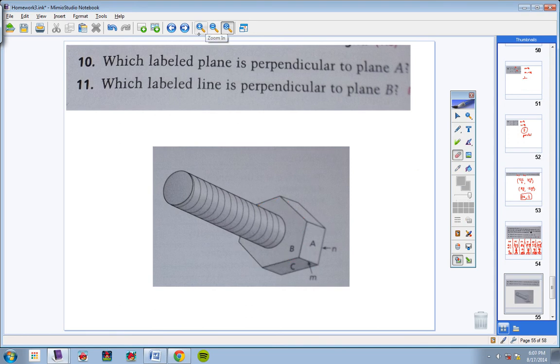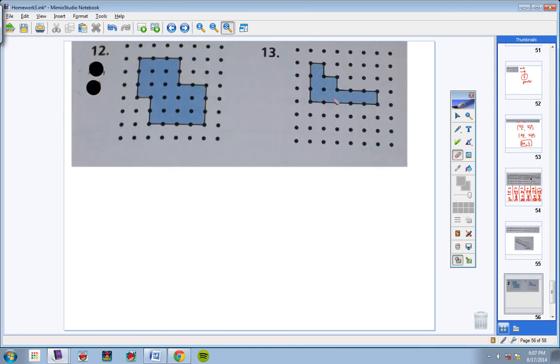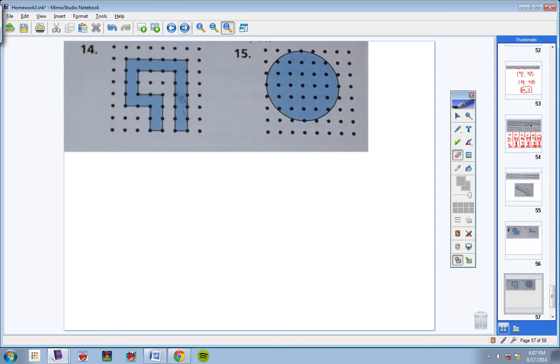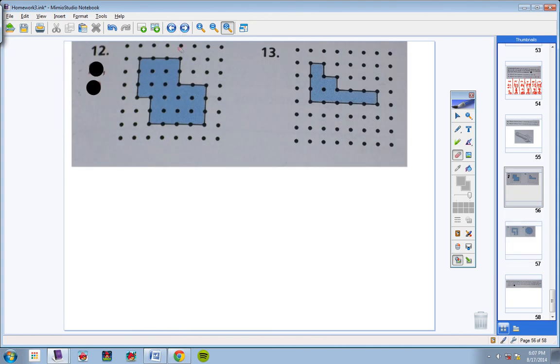Okay? All right, one more problem and we're finished with this part of the homework assignment. Actually, that's not correct. We have actually 5 more. Sorry about that. Okay, so here we go. Let's take a look at numbers 12 and 13. Now, in numbers 12 and 13, you are asked to find the area and the perimeter.